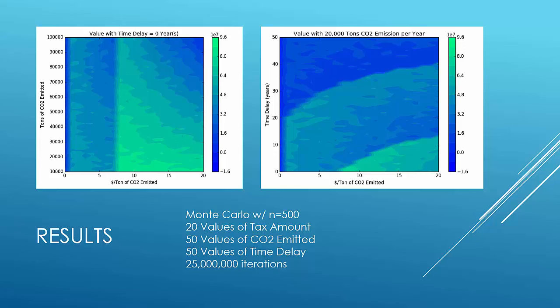Here are the results of one run from this model. Due to the stochastic nature of the sea level draws, I have to run this in a Monte Carlo configuration. Even with 500 Monte Carlo runs, due to the ranges I'm looking at of 3 different variables, I come up with about 25 million iterations. This takes about 2 hours to run on an unoptimized set of code.